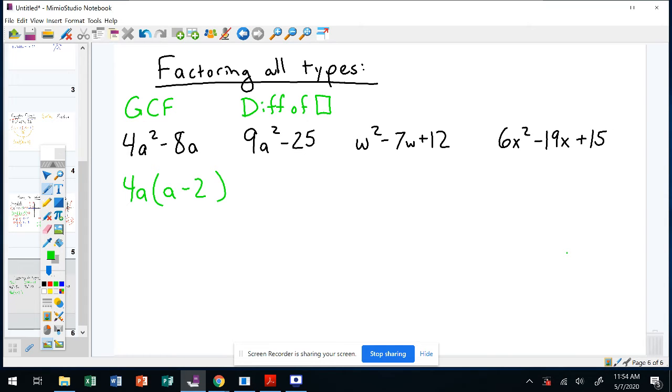So in this one, the fastest way to do that is to square root each one of these. So if I do that, I'm going to end up with 3a plus 5. And square roots have two answers, so it'll be 3a minus 5.